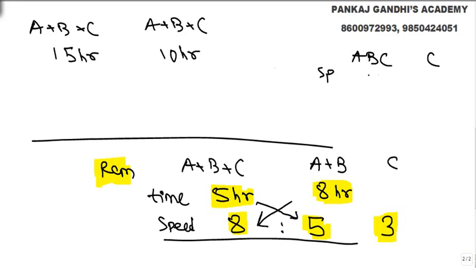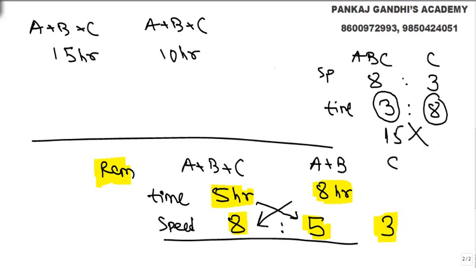So what we get here is the speed ratio of ABC to C is 8:3. So for the same work, the time ratio is 3:8. If ABC fill 8, AB fill 5, so C fills 3. So for the same work, the time ratio will be 3:8. Means what all ABC does in 3 hours, C alone will need 8 hours. Full tank ABC fill in 15 hours. So this will need 15 into 8 upon 3. So that is what? 40 hours.